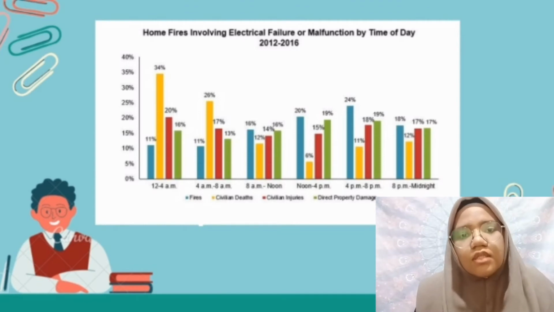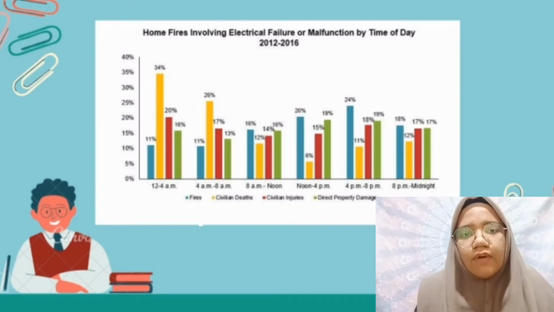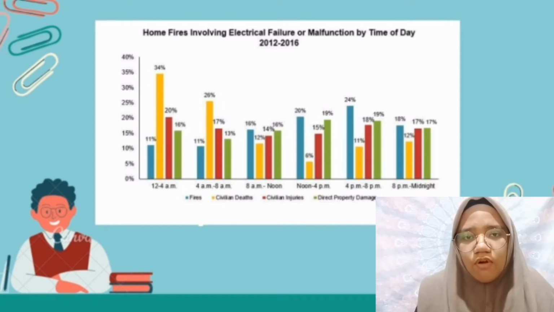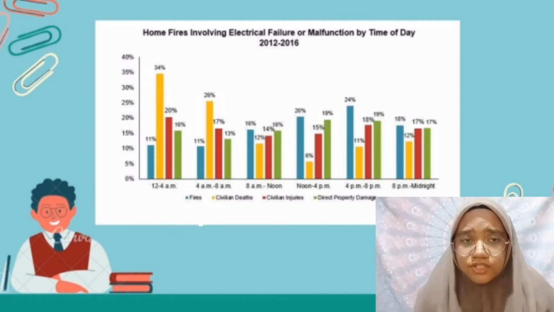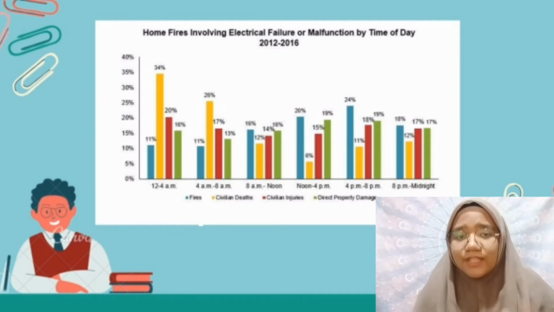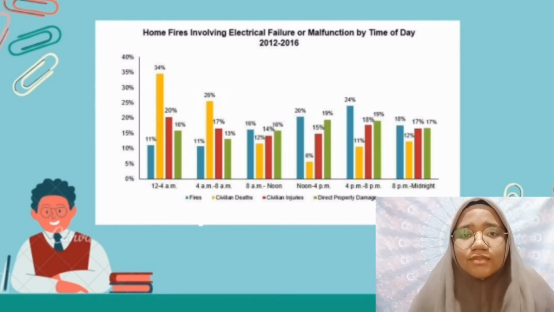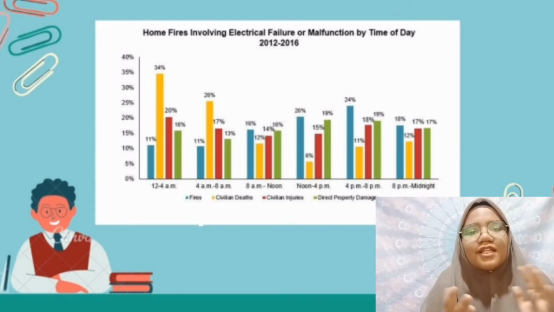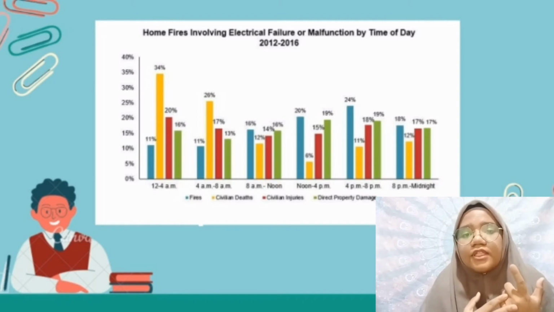Okay, the percentage of fires and direct property damage involving home fires was exactly the same, which is 16% from 8 a.m. to noon, while the percentage of civilian injuries was almost the same as fires and direct property damage, respectively at 14%. Overall, the percentage of civilian deaths was marginally lower than fires and direct property damage.